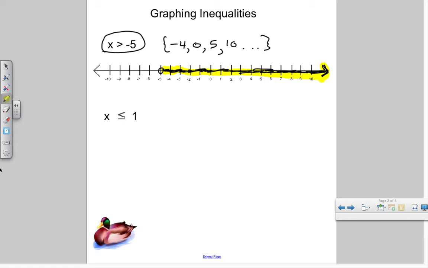Okay, but the key here is that you have an open circle on -5, because an open circle means that -5 is not included.